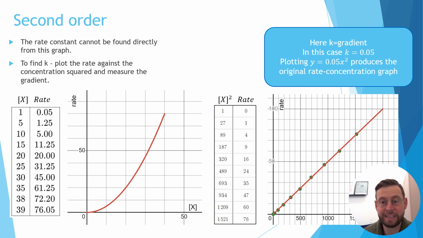So here is the case that k of this data is equal to 0.05, and plotting y equals 0.05x squared produces the original rate concentration graph, which gives us some confidence that the rate constant is equal to the gradient of the rate concentration squared graph.